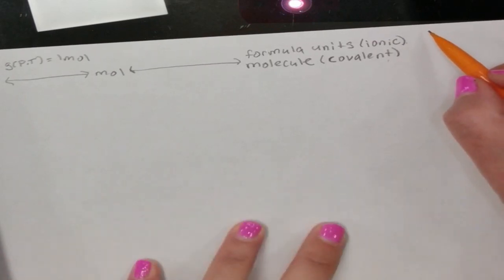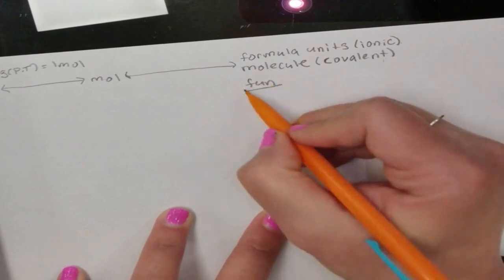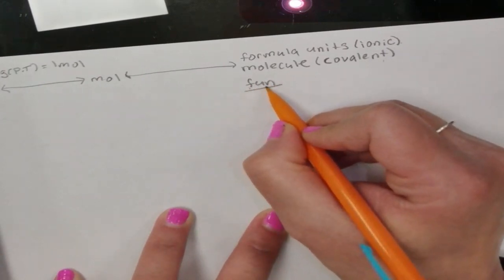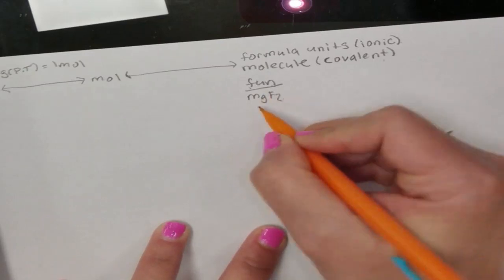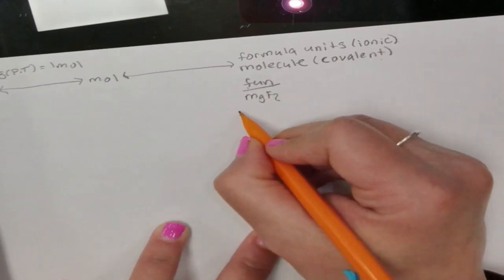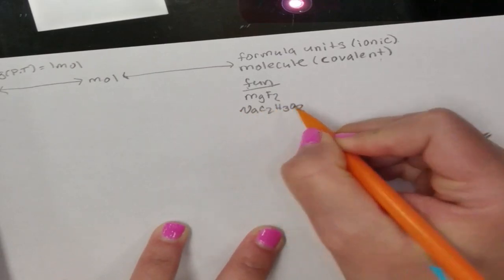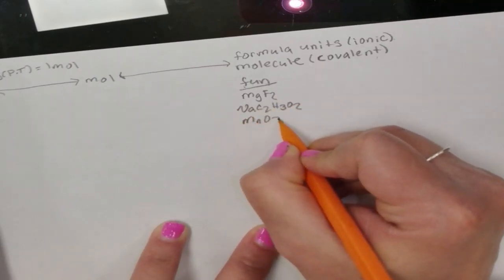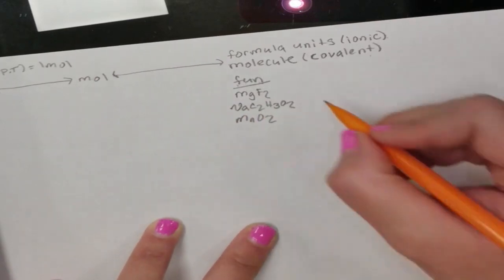So some examples of formula units, and we're going to abbreviate that FUN, F-U-N, formula unit: MgF2, sodium acetate, NaC2H3O2, MnO2. These are all examples of formula units, ionic compounds.